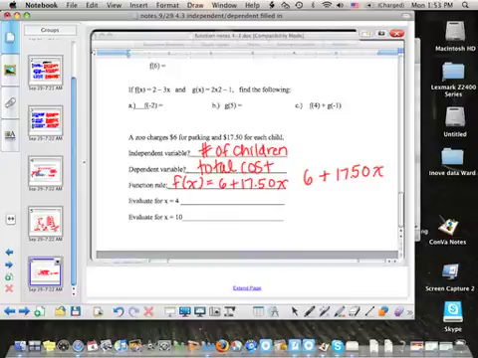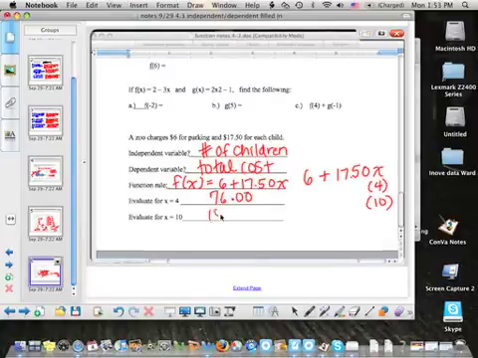So now each time for the x, you're going to plug in a new value. We want to know how much it would cost to take four children or 10 children perhaps. So I believe the answer for this one was $76. And the answer for this one was $181. Each time you plug in the value, you can come up with the total cost.